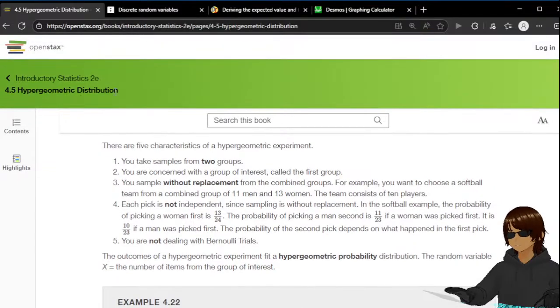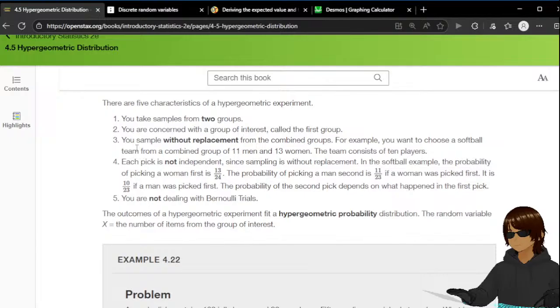Okay, hypergeometric distribution. There are 5 characteristics. You take samples from 2 groups. You're concerned with a group of interest called the first group. You sample without replacement from the combined group. For example, you want to choose a softball team from a combined group of 11 men and 13 women.